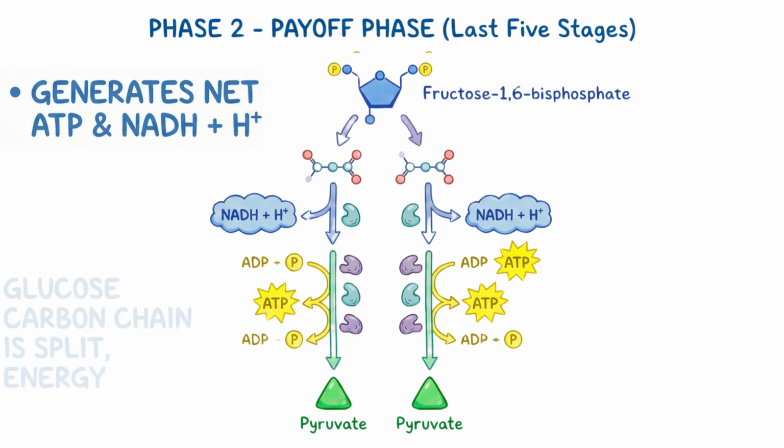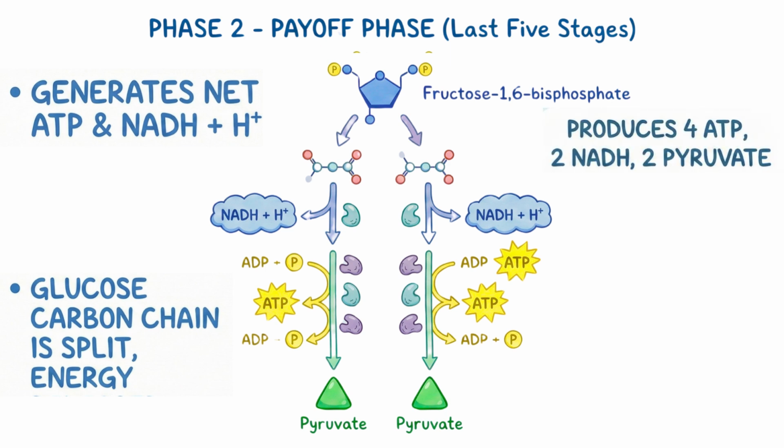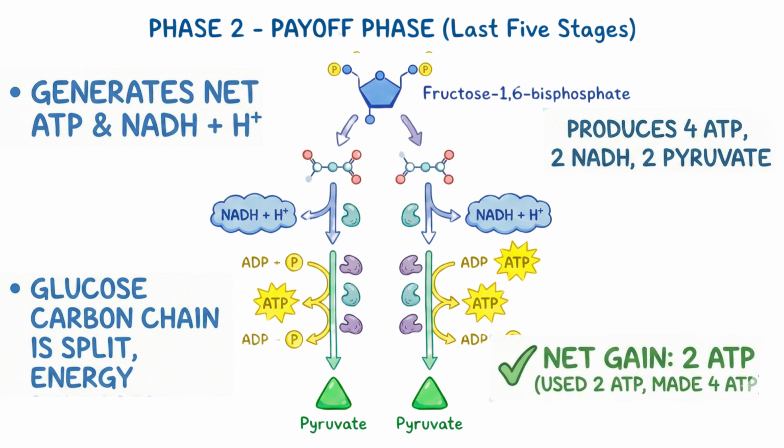The glucose carbon chain is split and energy is released. 4 ATP molecules are produced along with 2 NADH molecules and 2 pyruvate molecules. At the end, because the cell used 2 ATP molecules at the start but made 4 ATP molecules later, the net gain is 2 ATP molecules.